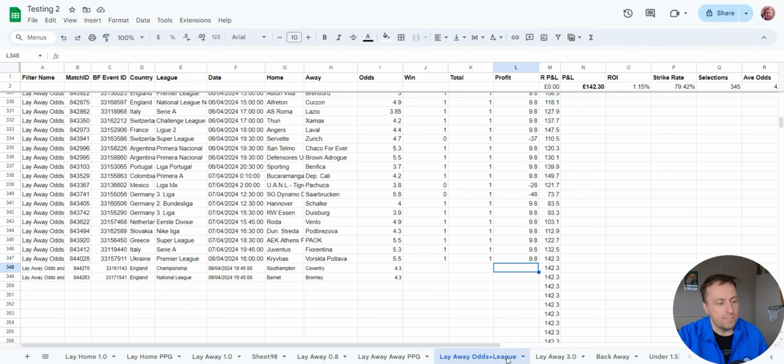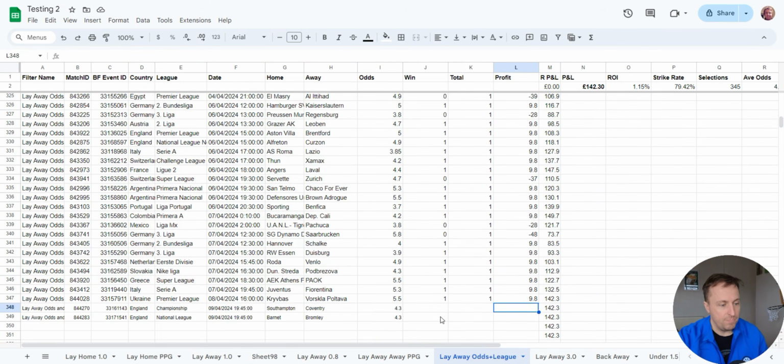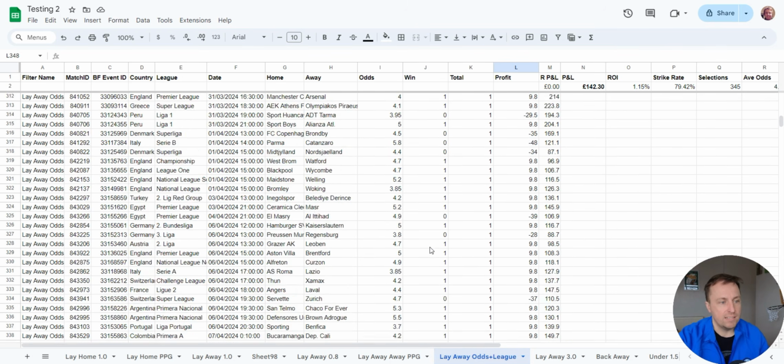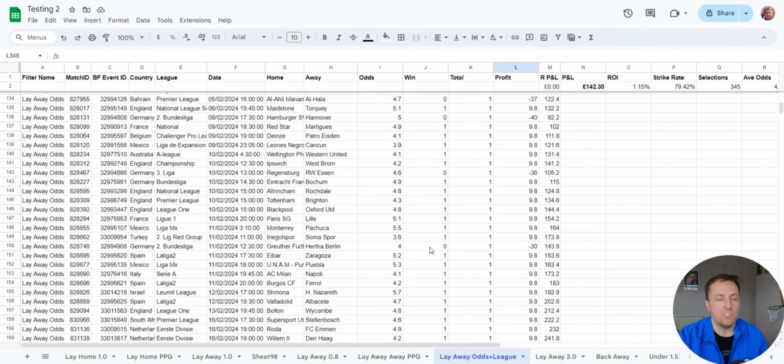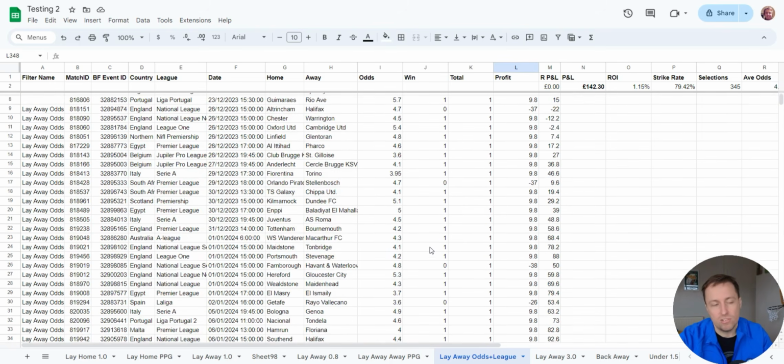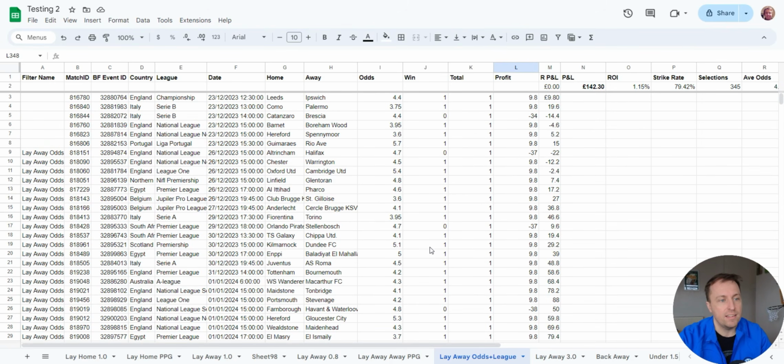So last time, my 2.0 version of the strategy that I created was this one, which is layaway odds plus league. So this was when we got to 2,000 results. Maybe we're just a bit past it, actually. I think I missed that day. Now, how's it perform? It's £142 up. Okay, so that's really good. 345 selections. ROI is not mega high. Okay, 1.15. You might think that's a bit disappointing.